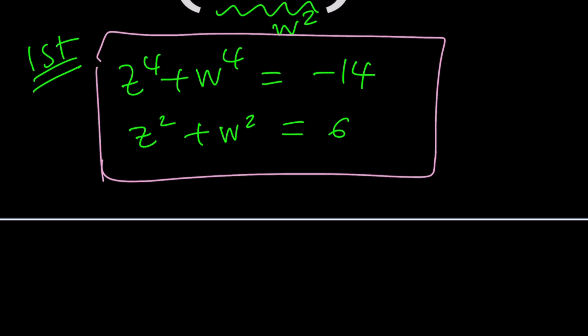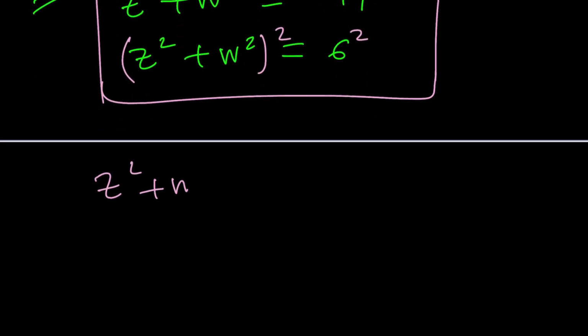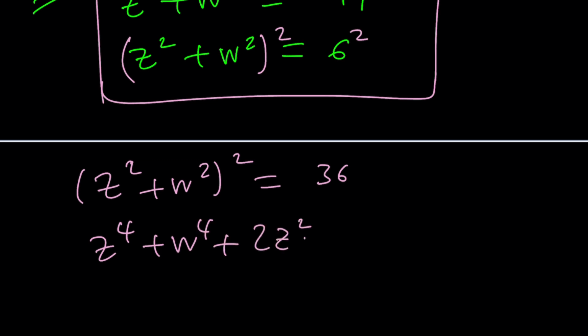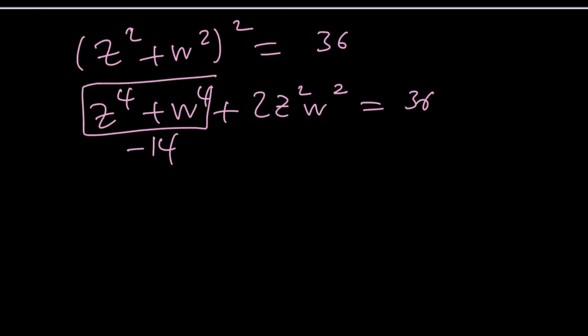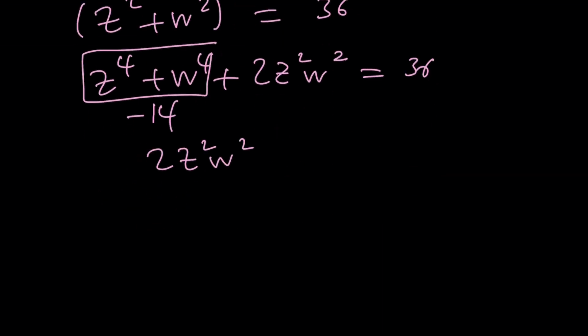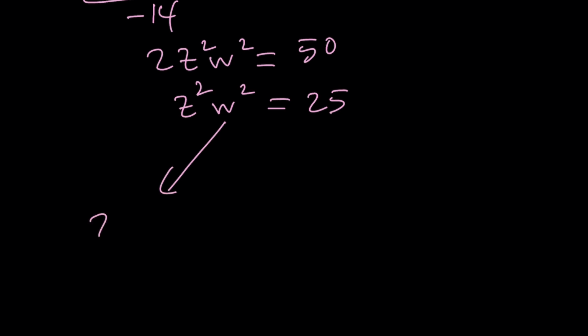But anyways, here's what I'm going to do. I'm going to take this and square both sides. z squared plus w squared, squared, equals 36. And if you expand it, z to the fourth plus w to the fourth plus 2z squared w squared equals 36. I know that z to the fourth plus w to the fourth is negative 14, so I can substitute. That gives me 2z squared w squared equals 50. Yay, I got a positive answer. Well, this can happen with complex numbers, and z squared w squared is equal to 25. This is kind of nice because I can square root it easily, and there are two solutions, right? zw can be 5, or zw can be negative 5.